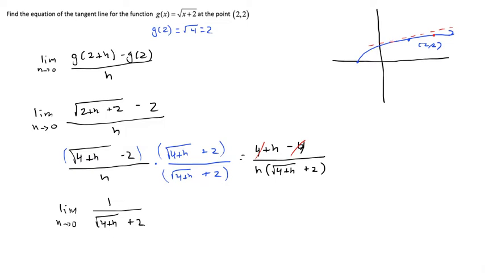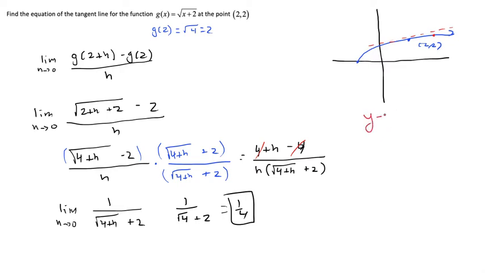Hey, wait a minute. What happens when I plug in 0 now? I get 1 over radical 4 plus 2. Of course, radical 4 is just 2. We get 1/4. So what does that 1/4 represent? That is the slope of this line here. The slope of this tangent line for the function at 2, comma 2, is 1/4. We want the equation of that line though.